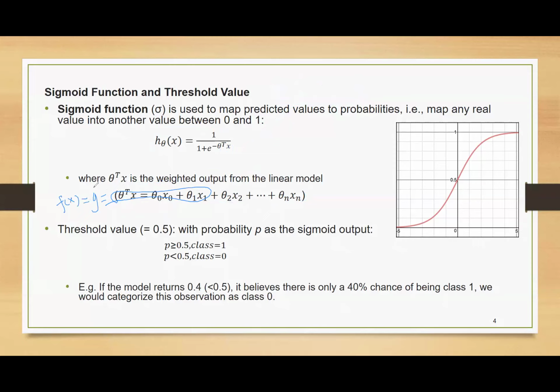Now, when we are using this sigmoid function, we put this function f(x) into the h(x) here. So this part is equal to this f(x). We put it inside, and then we map it to probabilities. The main idea of using the sigmoid function here is that we want to map this predicted value f(x) into probabilities. And then according to the probabilities, we can decide which class it represents.